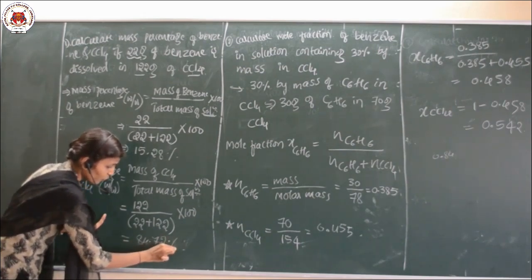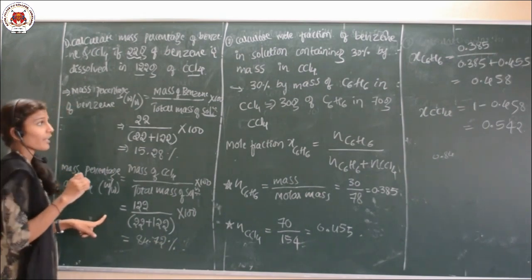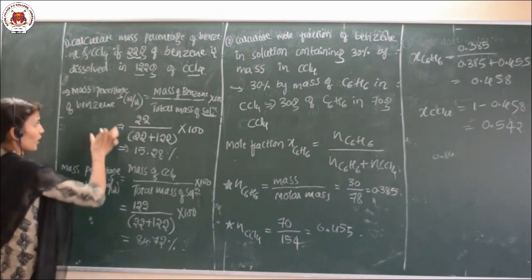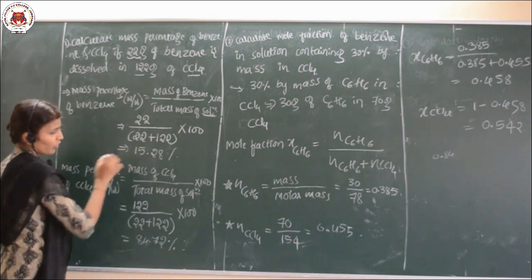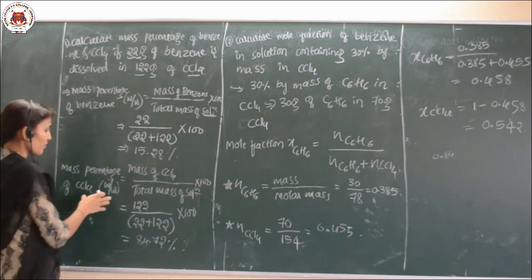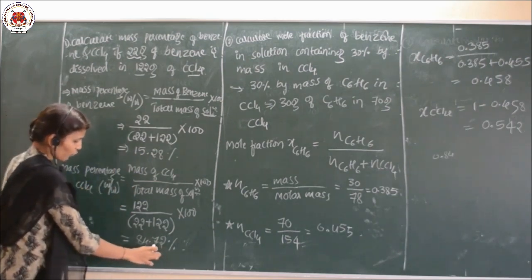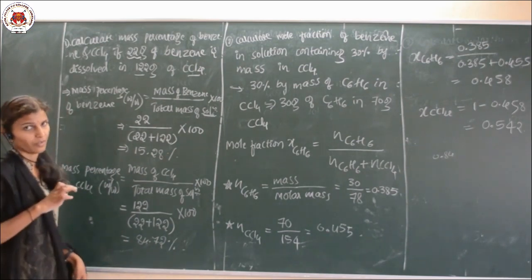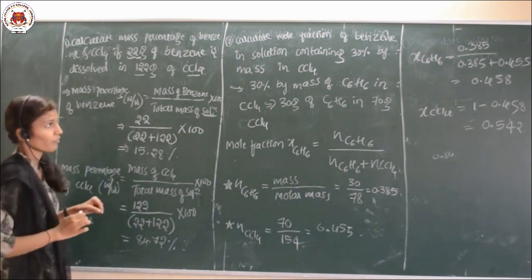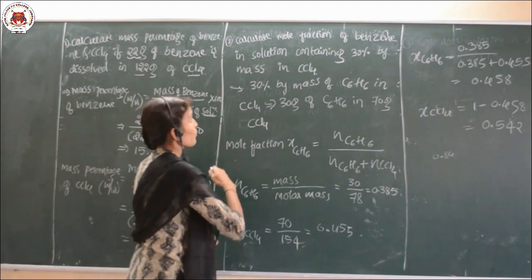84.72%. So this is how we calculate the mass percentage of the benzene, that is 15.28%, and the mass percentage of the CCl4, 84.72%. I hope you understood this problem. Let us go for the second problem.